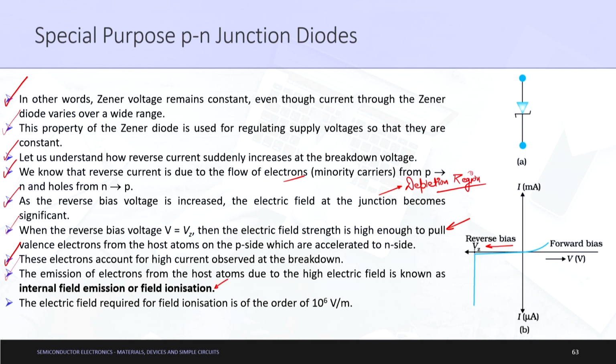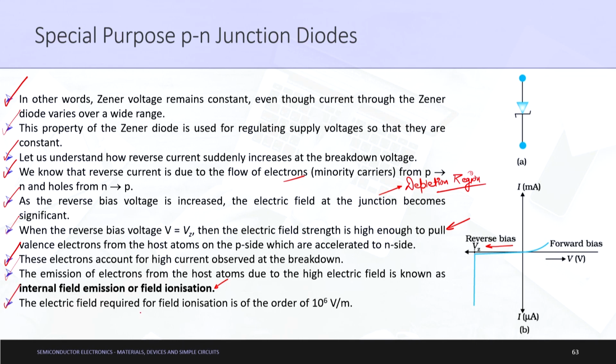Okay. So, the emission of electrons from the host atoms, this above thing is only been explained here. The emission of electrons from the host atoms due to the high electric field. Why is there a high electric field? Because we are working in the reverse bias condition. So, this emission of electrons from the host atom due to the high electric field is known as internal field emission or field ionization.